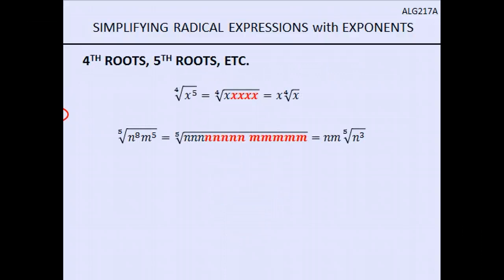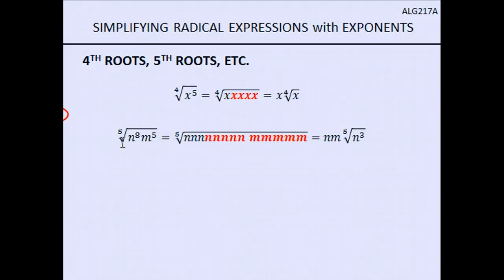Now, when we talk about fourth and fifth roots with letters, that gets pretty easy. Here we have the fourth root of x to the fifth. We're looking for 4 x's, so we've got 5. We need 4 to take 1 out. So we can take these 4 x's, pull 1 out from under the radical. That means there is 1 left inside. So the answer for this one is x times the fourth root of x.